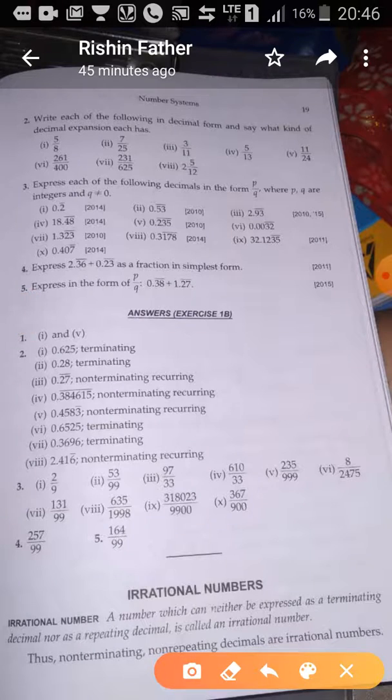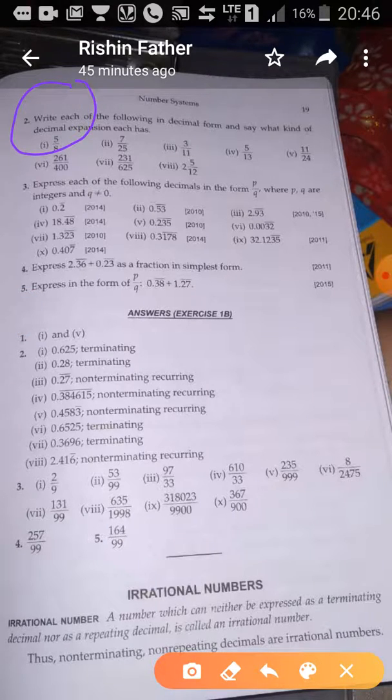Let's read the heading of the next sum. Write each of the following in decimal form and say the kind of decimal expansion it has. Yes, so we are supposed to divide these. Here they haven't mentioned "without actual division", so we can divide this, and we need to tell what kind of decimal they will form.